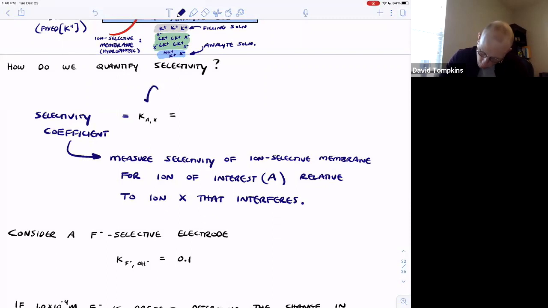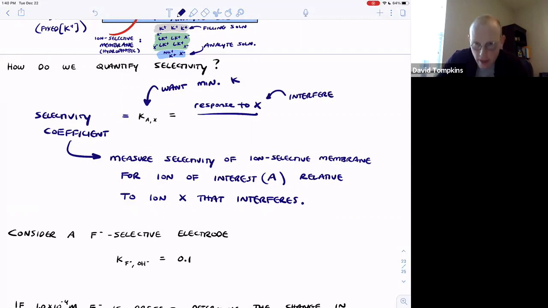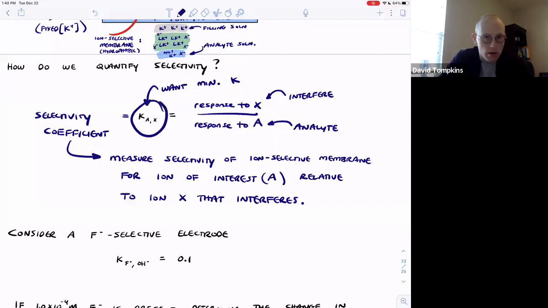So we want to have the smallest K value possible because K measures the response to the interfering ion X, the one that we do not want to enter the membrane and masquerade itself as ion A, relative to the response that the electrode has to the ion of interest, or the analyte, A. So the higher the response to A, the smaller the selectivity coefficient will be. So we always want to minimize the selectivity coefficient.